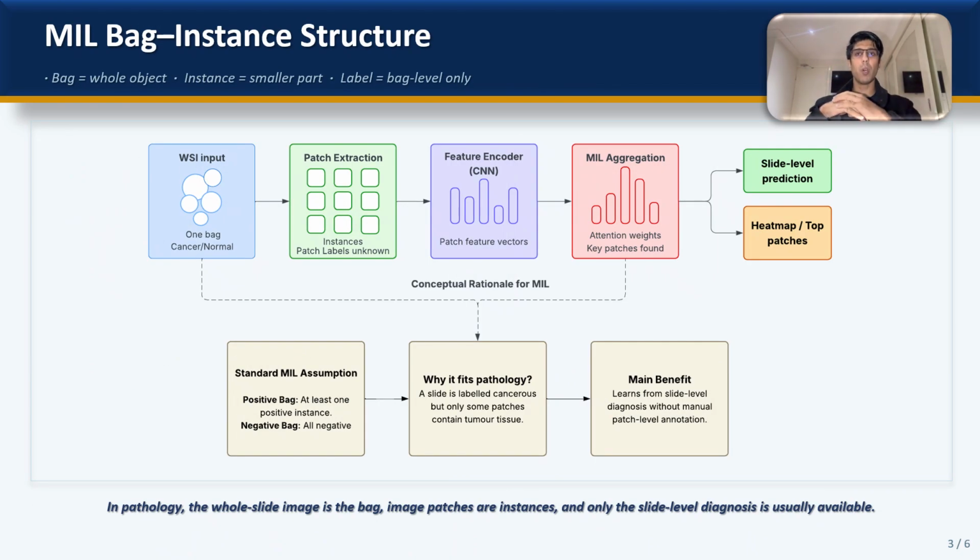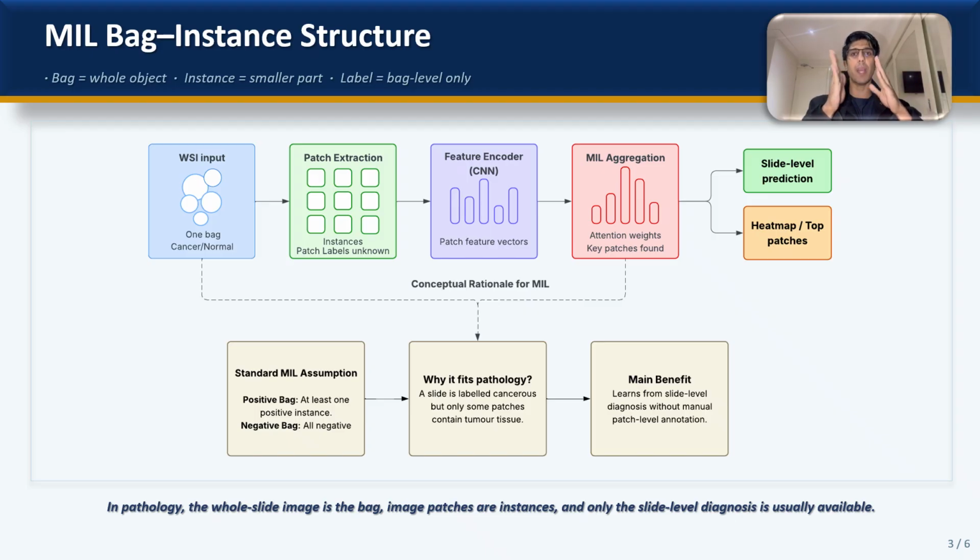Now we're going to talk about the MIL concept and workflow. This figure shows how to extract patch features, learn which patches matter using attention weights, and combine them into a slide-level prediction. Under the standard MIL assumptions, a positive bag has at least one positive instance and a negative bag has only negative instances. A natural fit for pathology, where only one tumor region makes a slide cancerous.